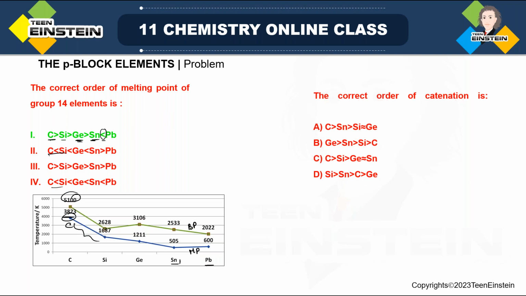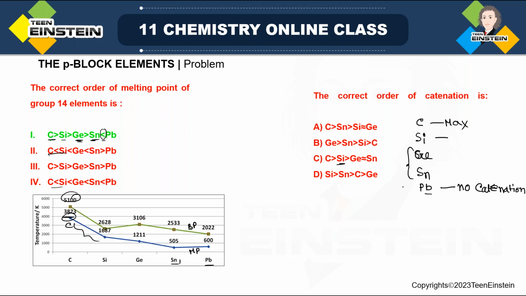The correct order of catenation property. So we have just discussed catenation. So maximum is for carbon. Then let me write all the elements: germanium, tin, and Pb. So here it is max. After that it should be silicon. So after carbon it should be silicon, and for these two it is almost same, and Pb is not there because here you do not have any catenation.